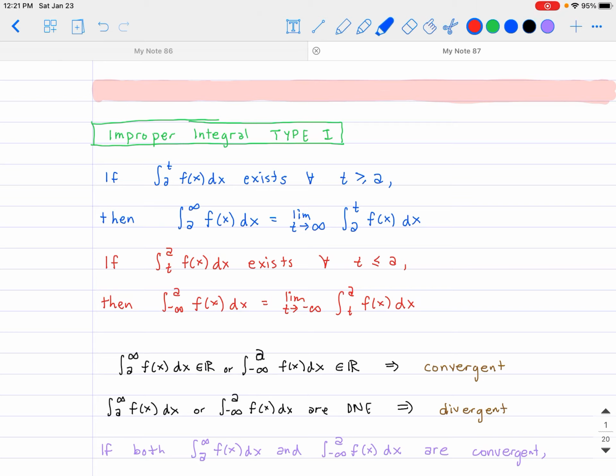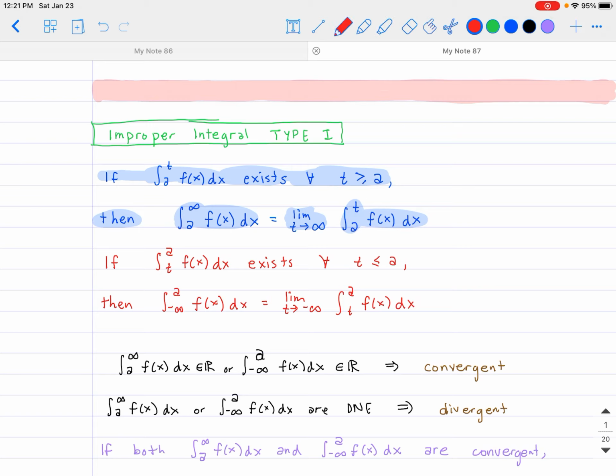So in the first case, we say that if you have an integral from some value of a to t of f of x, and those values are always going to exist, meaning that you can find the area under the curve, where t is a value greater than a, then we can say the following: the integral from a to infinity of f of x dx can be rewritten as the limit as t approaches infinity of the integral from a to t of f of x dx.